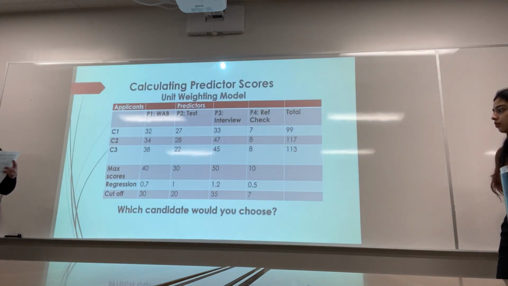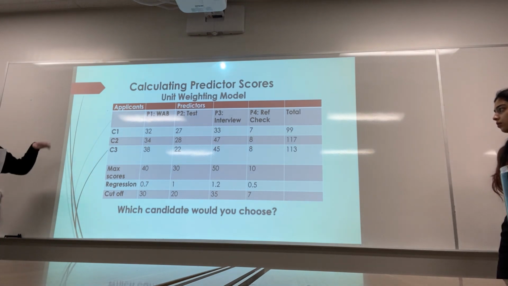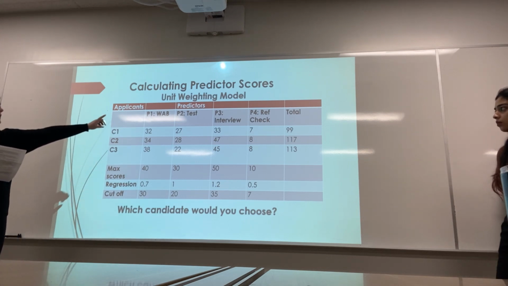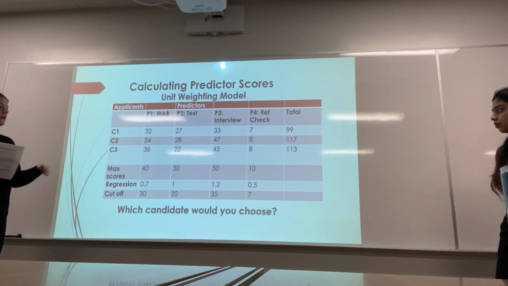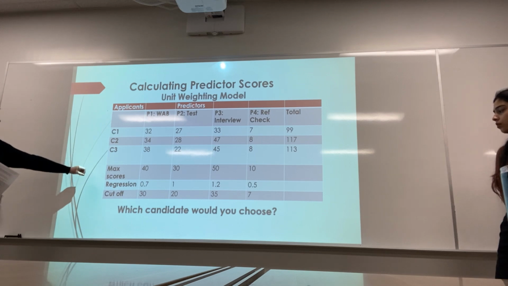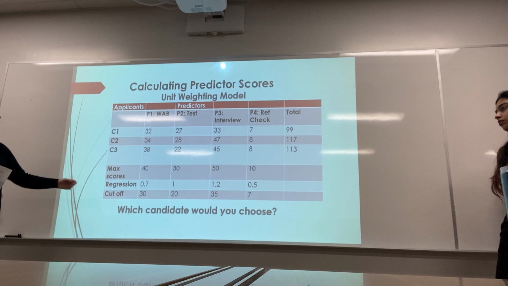Okay, so next we have decision-making models or calculating predictor scores. So here we have the unit weighting model. As you can see across the top, we have a WAV, a test, an interview, a reference check, and then sometimes you can include the total at the end, but you don't need to use it for all of the predictor scores that you're looking for. And then just at the bottom, we have the maximum scores that are allotted for each test, and then we have a regression for if we wanted to use a regression model, and then the cutoff score.